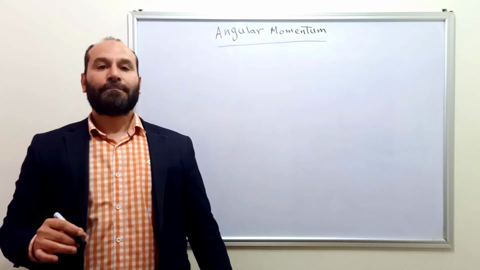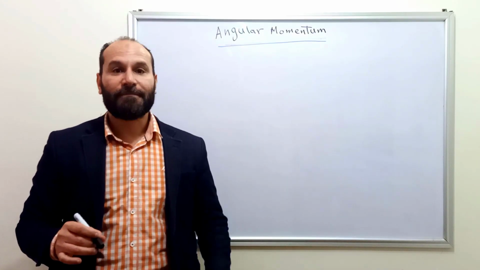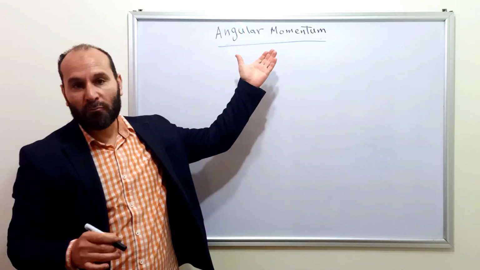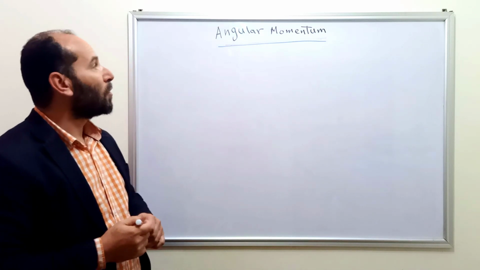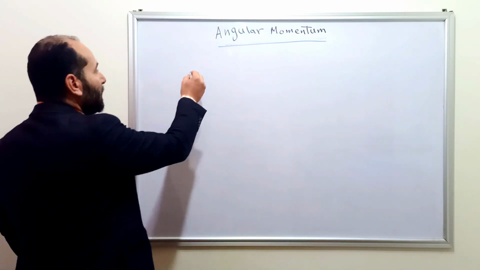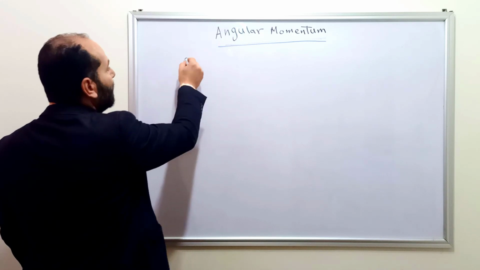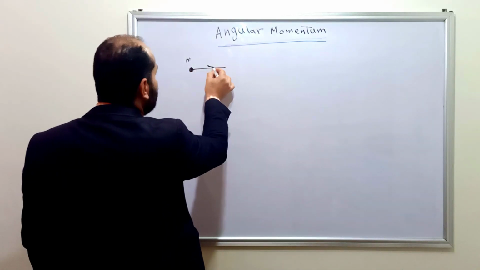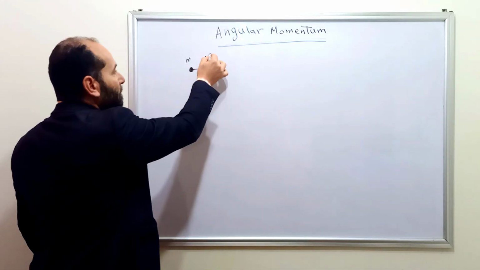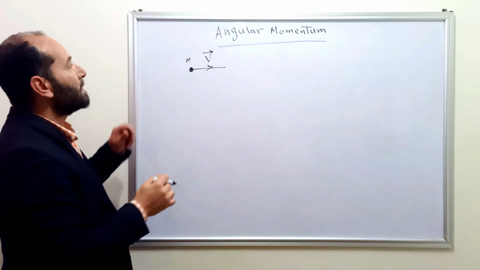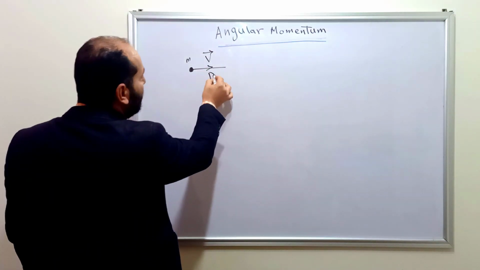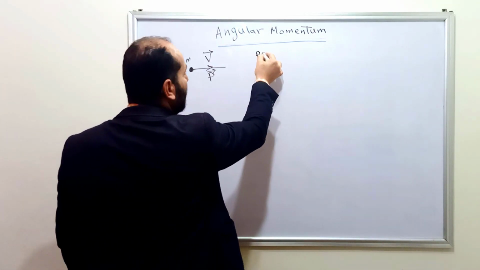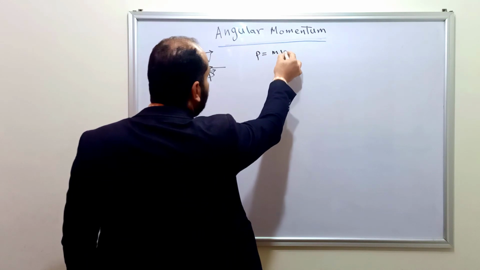Our lesson today is about a very difficult concept in mechanics, about angular momentum. We studied before, if we have a particle with mass m and this particle moves with velocity v, this has a linear momentum P equals mv.